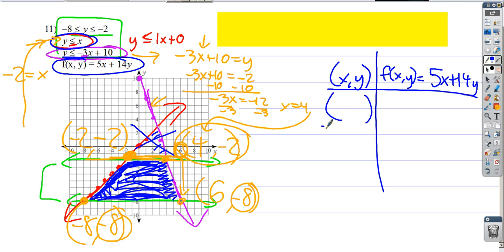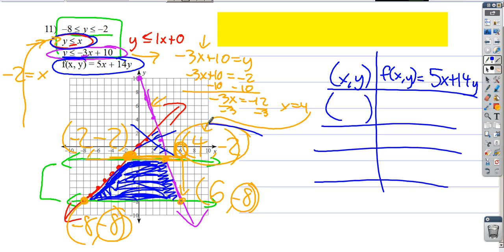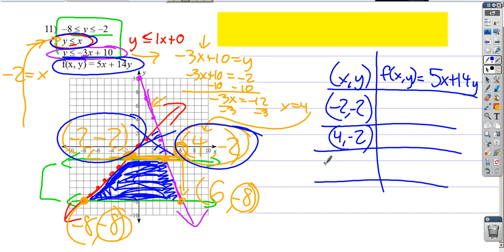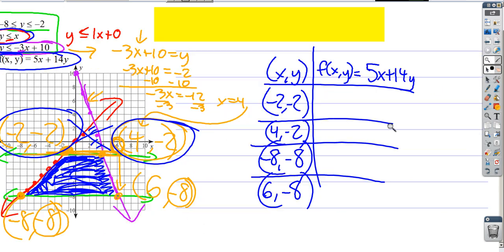So our 4 coordinates are these ones right here. I'm just going to write those in the table. So negative 2, 4, negative 2. We have negative 8, and we have 6, negative 8. So let's just plug those in, and we should be able to come up with a maximum and minimum.